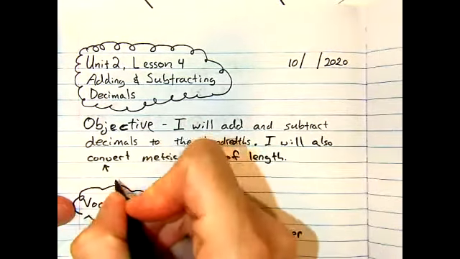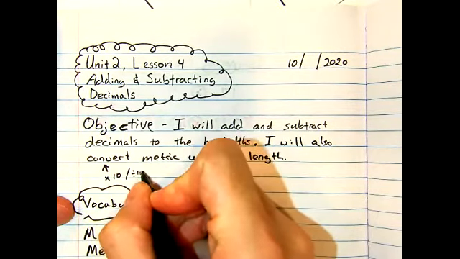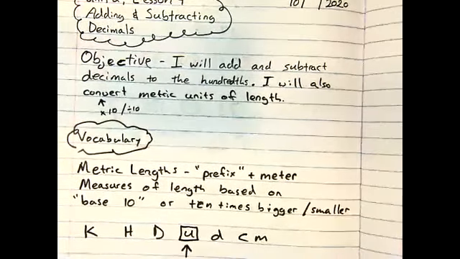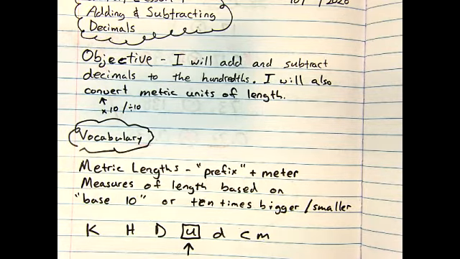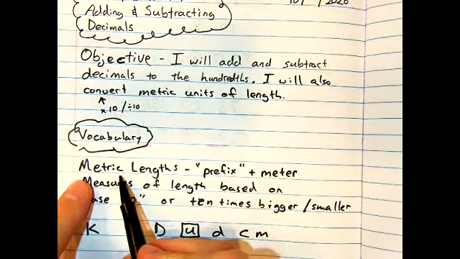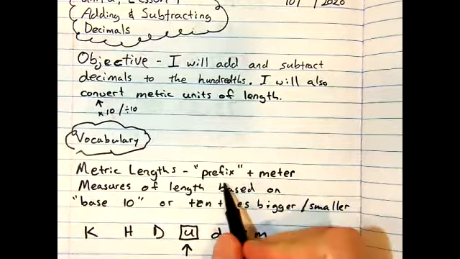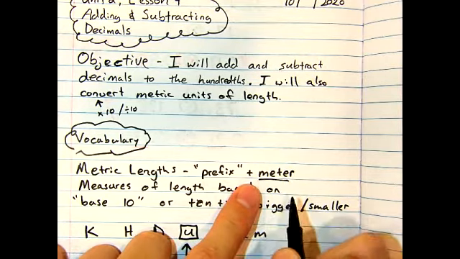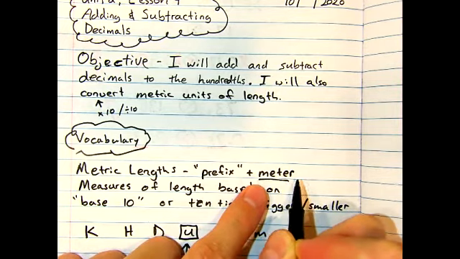And our conversion today is times 10 or divide by 10. Our vocabulary. Prior to this video, I'm actually going to have you watch a little bit of Brain Pop, so this should connect a little bit better. We need metric lengths. And when we come up with a metric length, it's going to be a prefix plus the word meter. Say it with me, meter. This is the standard amount of measure for a metric measurement system.